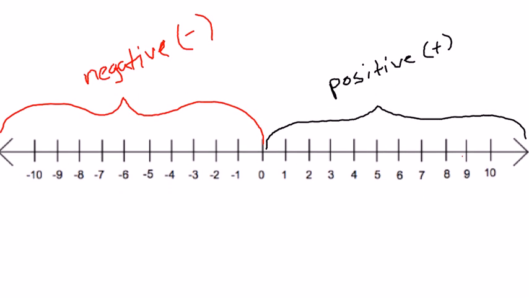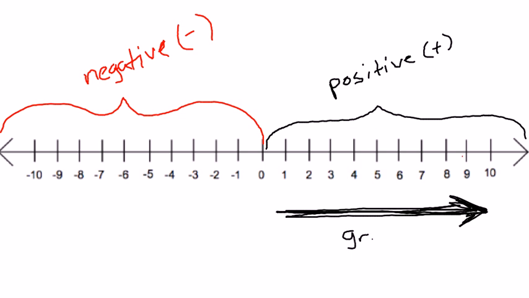Now, one thing that we have to keep in mind when comparing two or more integers is that on the number line, the further we move to the right, the greater the integers become. So we can say the integers increase in value. They become more positive as we move further and further to the right.